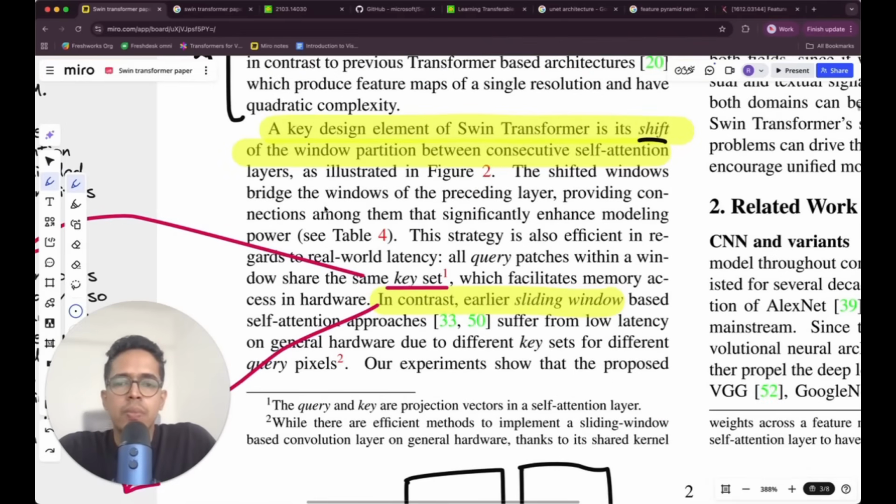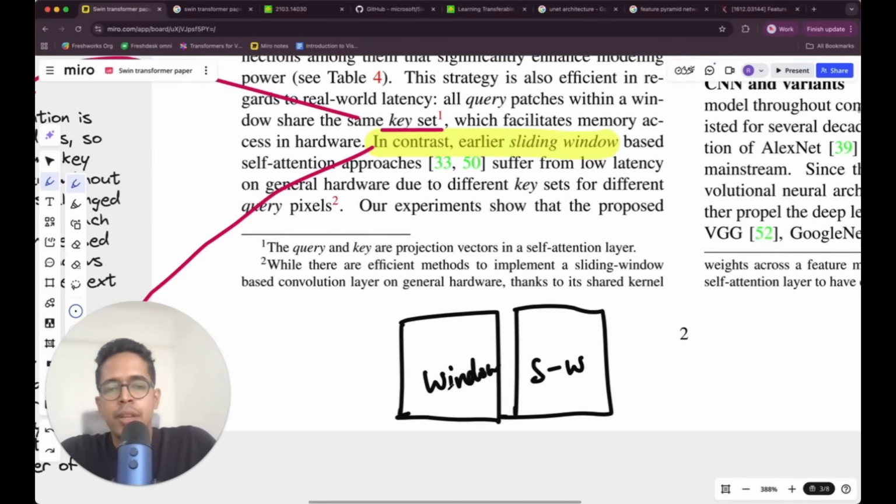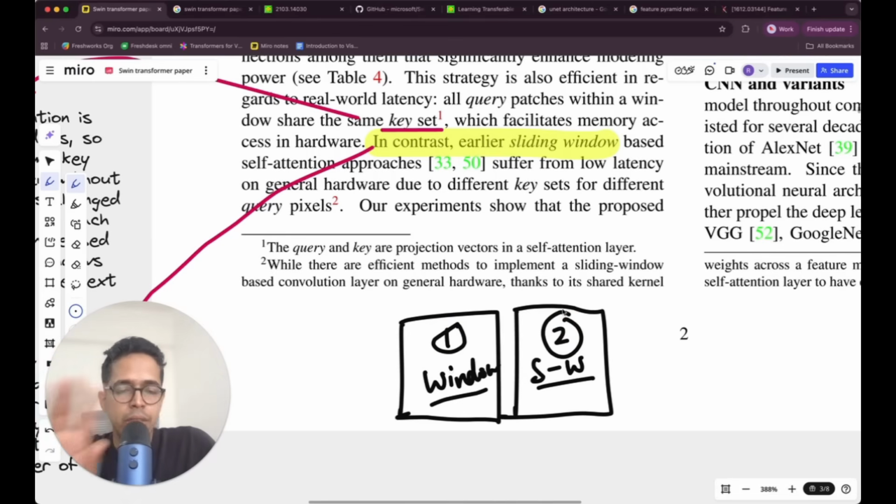The shifted windows bridge the windows of the preceding layers, providing connections among them that significantly enhance modeling power. So basically, in the first transformer block, the windows are not interacting with each other. In the second, shifted window block also, the windows are not interacting with each other, but because the shift is happening, some pixels that were in different windows in block number 1 will now be in the same window in block number 2. I will show that visually later, but just understand this much.